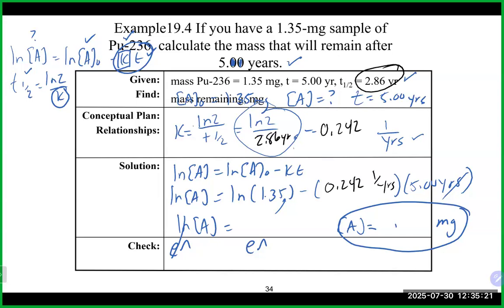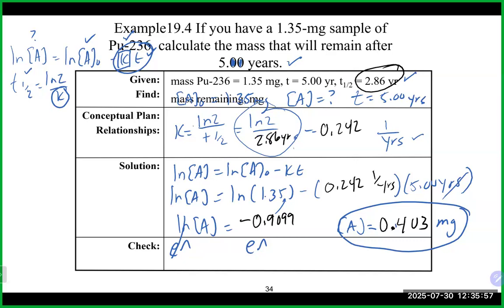Okay, so let's try this with the right numbers in there. Natural log of 1.35 minus our 0.242 times 5. That's going to give us, that looks a little bit better, negative 0.9099. Again, e to both sides in this case will get us 0.403 milligrams. Other questions on that there?